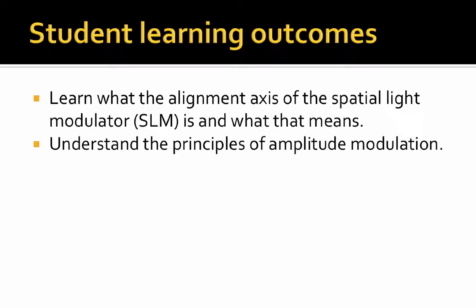So the student learning outcomes for the lab are to learn what the alignment axis of the spatial light modulator is, and what that means. What is the alignment axis? And also to understand the principles of amplitude modulation using a phase-changing SLM.